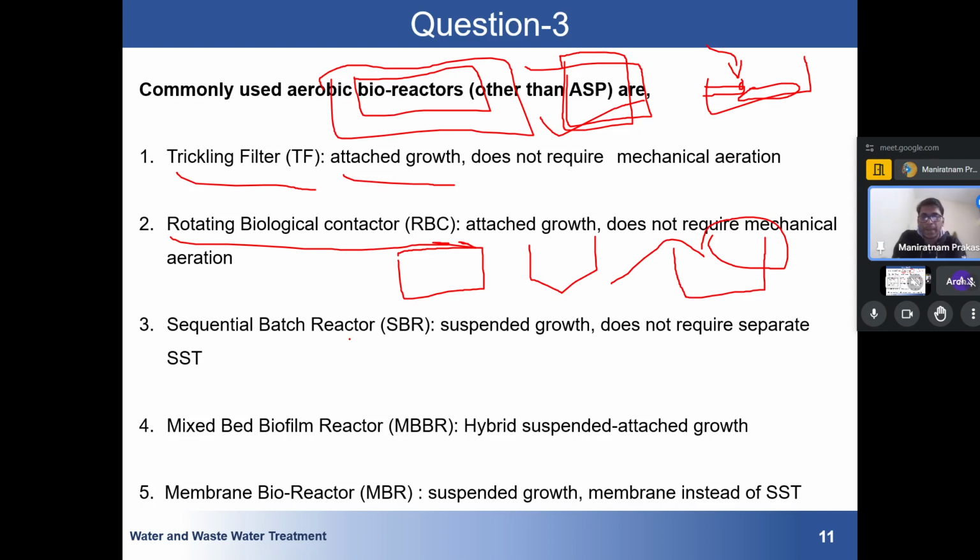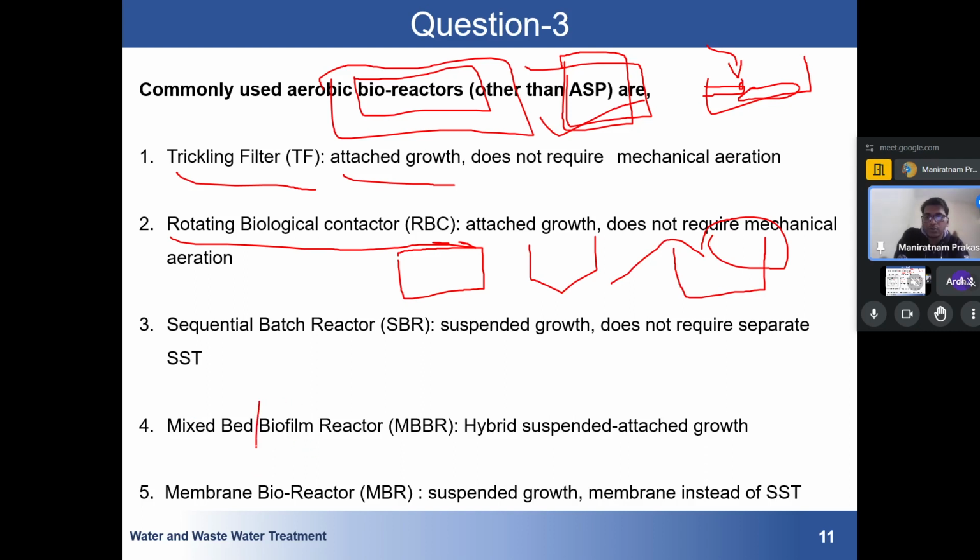Then there is the sequential batch reactor. I will discuss this sequential batch reactor in detail in the next slide. Then there are very advanced biological treatment methods, that is, mixed bed biofilm.